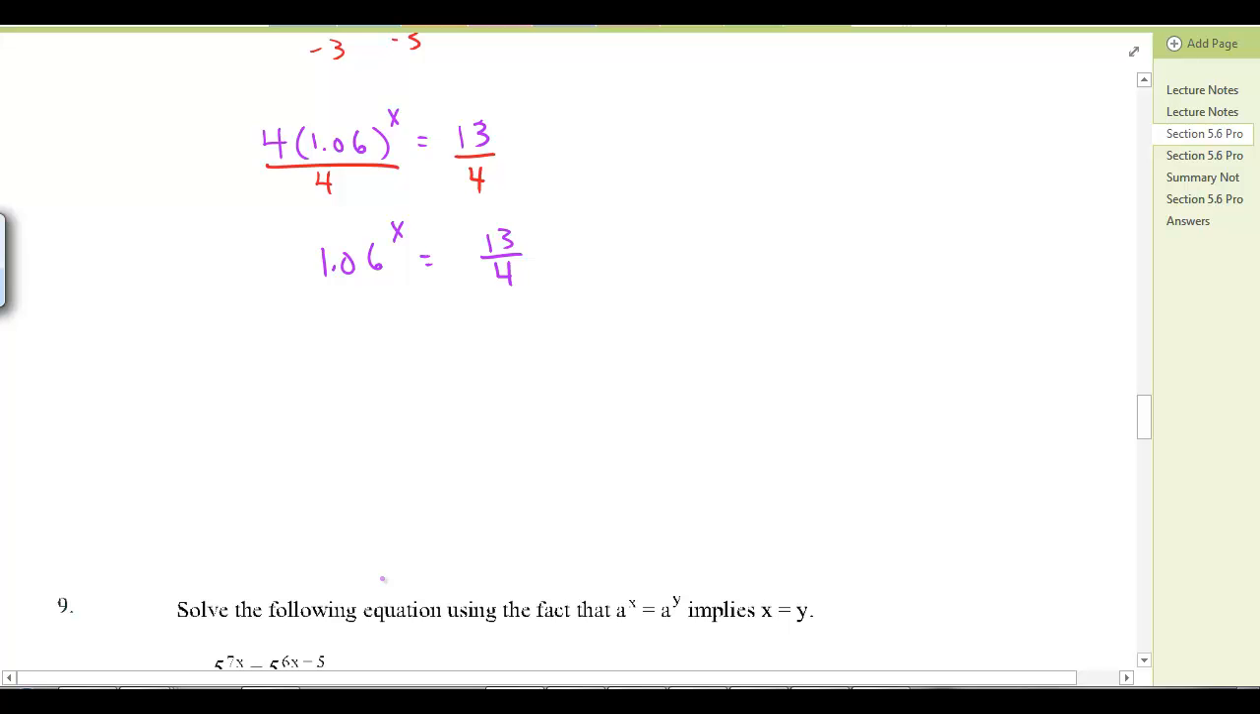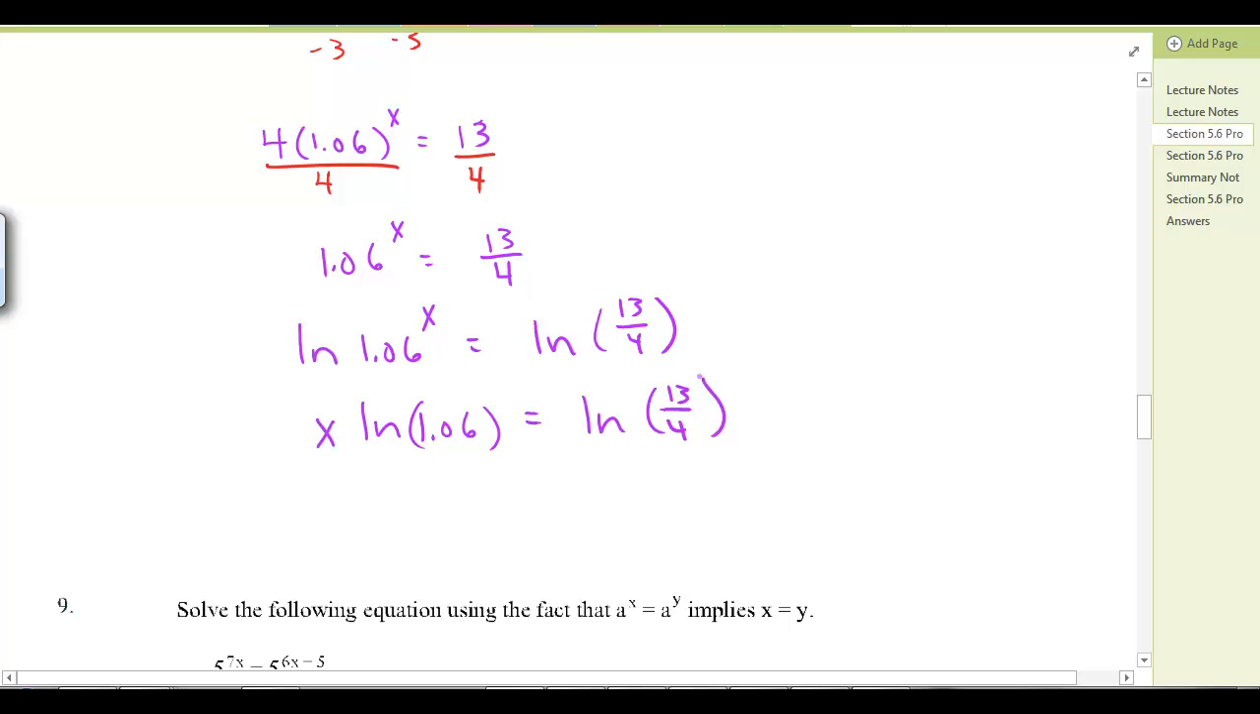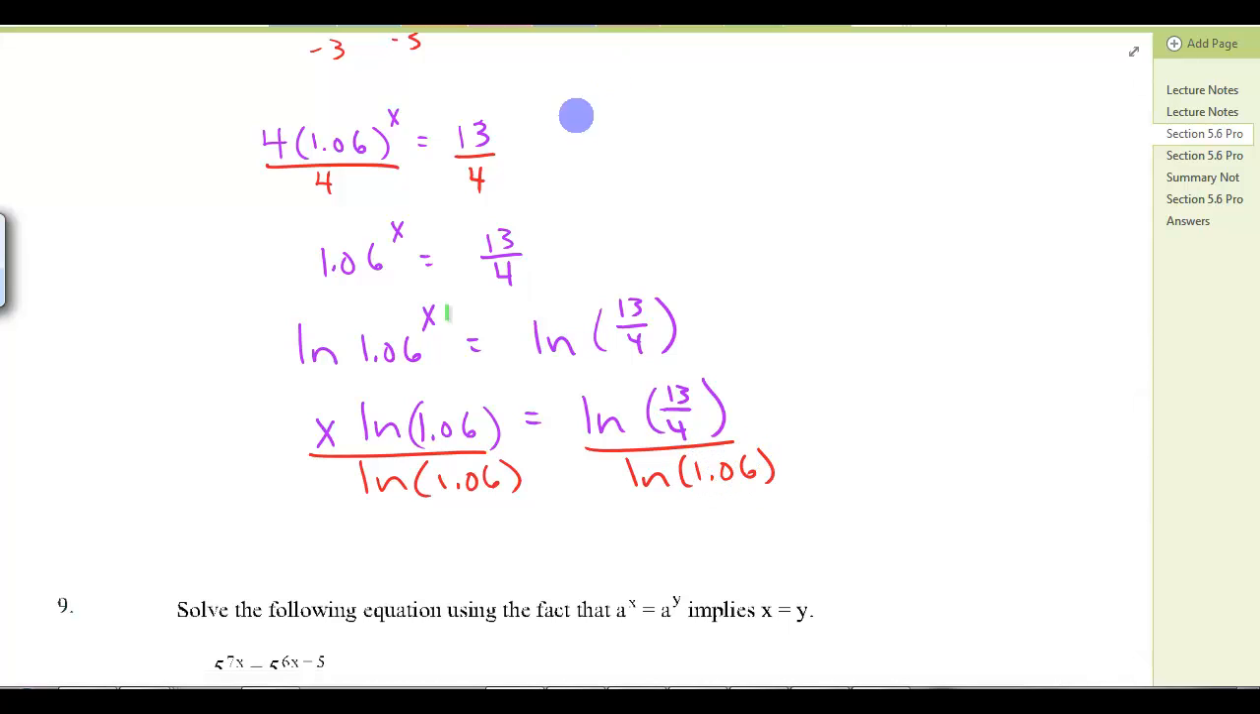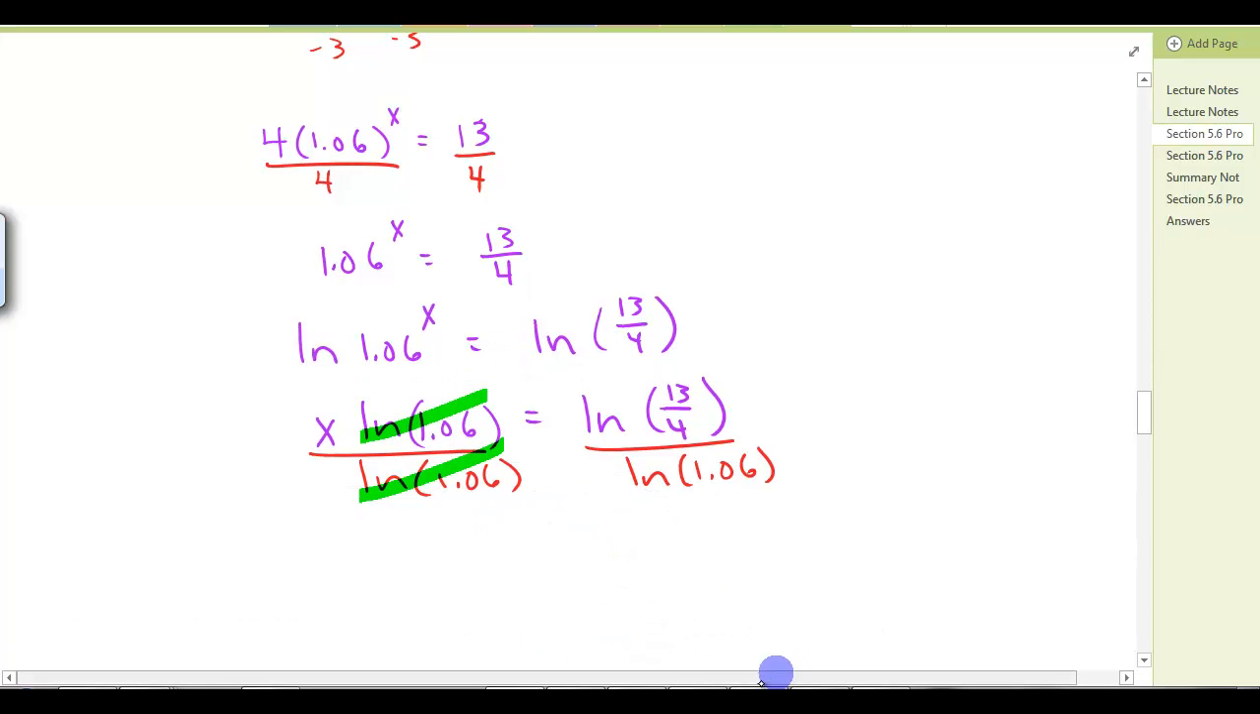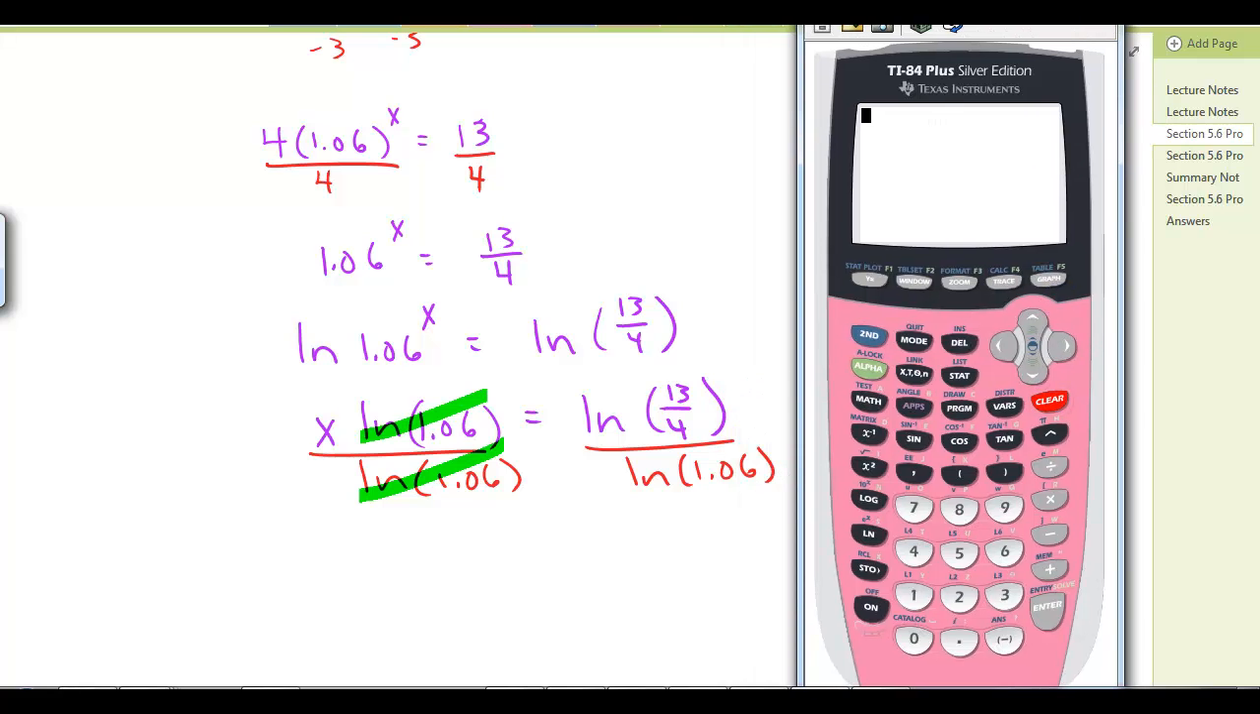All right, then I'm going to take the natural log of both sides. And so that becomes x ln 1.06 equals ln of 13 over 4. And we're solving for x, so we're going to divide both sides by ln 1.06. These, of course, cancel out. And we are ready to do our calculator. So let's see what we got here. We got ln of 13 divided by 4 divided by ln 1.06 and close. So 20.2279.